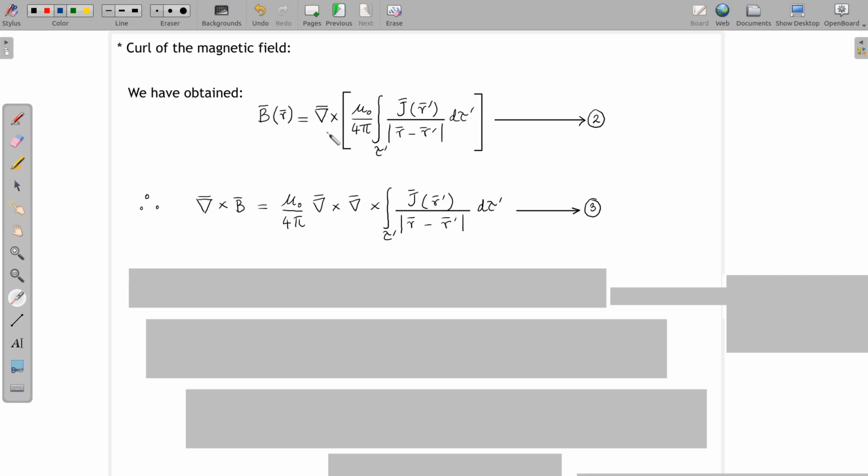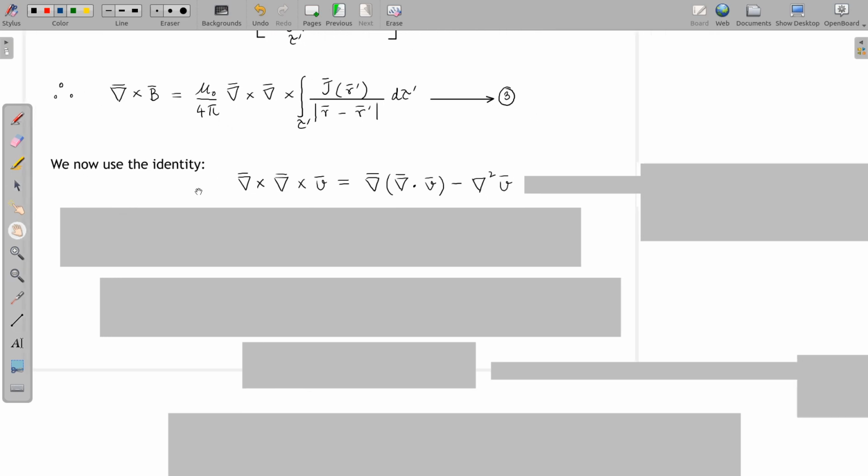To find out the curl of B, mu naught by 4 pi is a constant, so it comes outside. When you're taking the curl on the left hand side, you have to take the curl on the right hand side also. So we have curl of B is equal to the curl of this integral. If you try to find out the curl of this one, this is what we end up with. We'll call this equation number 3. So the curl of some vector field, this is what we need to evaluate.